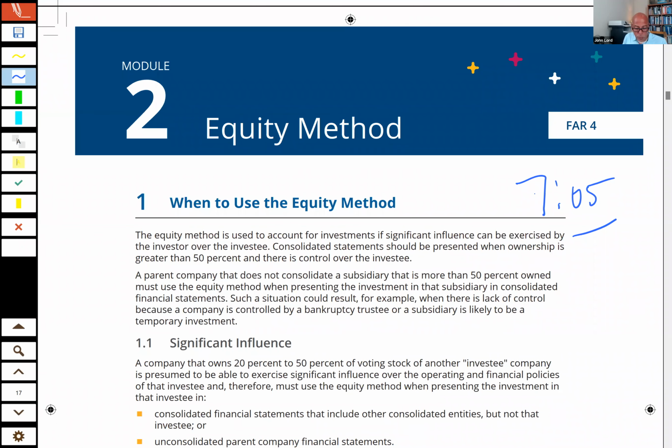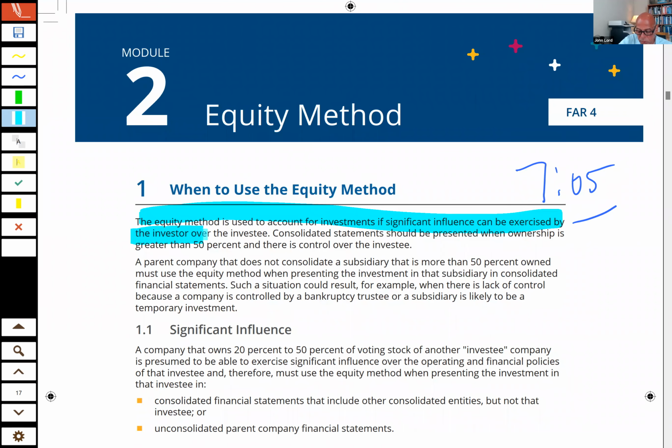Okay, good. So now, of course, after the break, we are still talking about how to account for equity securities, essentially stocks. We've seen the fair value through net income method. And now we're going to look at the equity method. They tell us that the equity method is to be used when we can exert significant influence over the investee.